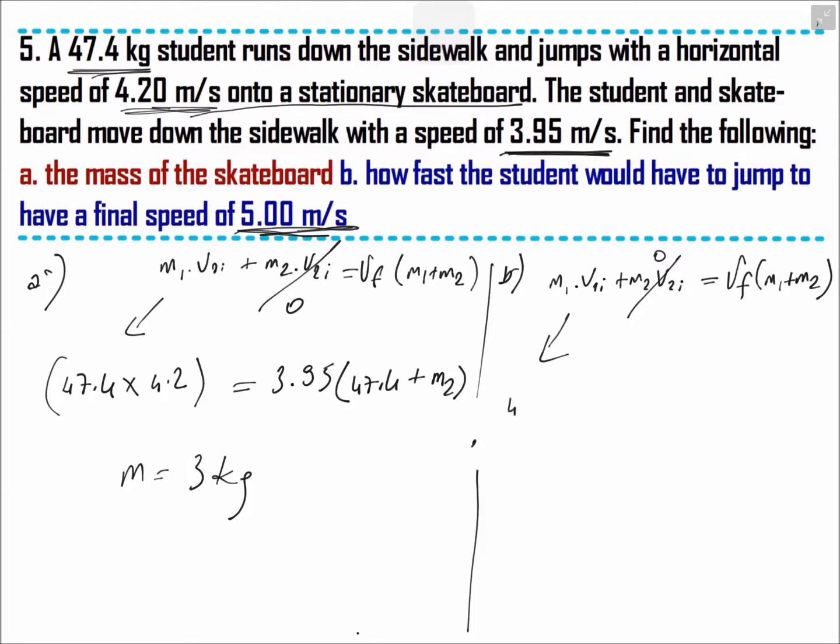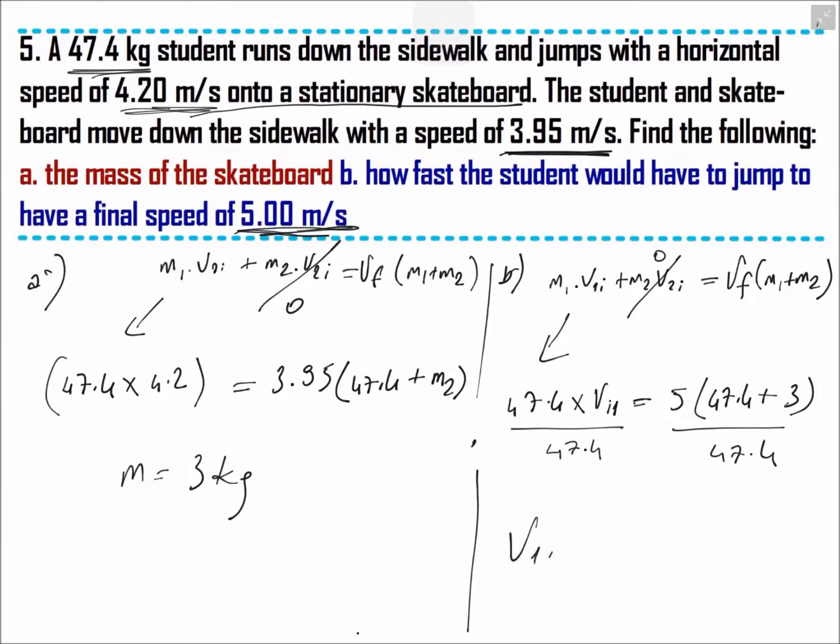And m1 is 47.4, times v1 initial, which is unknown, it's asking for v1 initial. That's equal to v final, which will be 5 here because it says it should be 5, times m1, 47.4, plus m2, 3. Now it is not unknown. If we divide both sides by 47.4, v1 initial will be 5.3 meters per second. Thanks for listening.